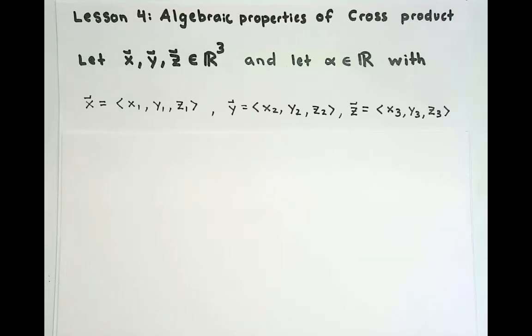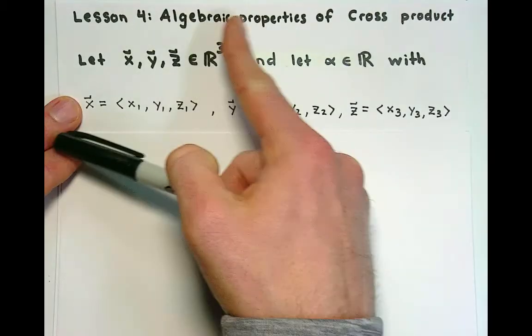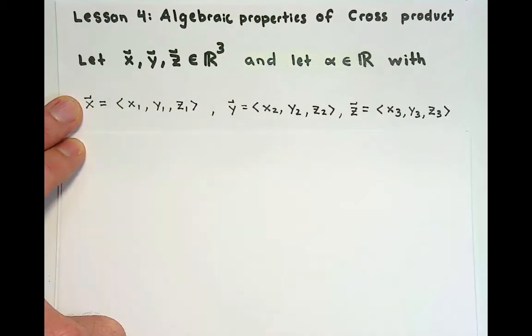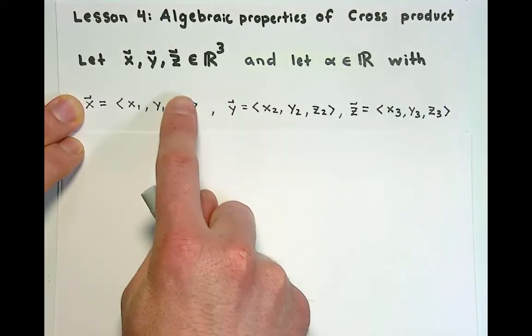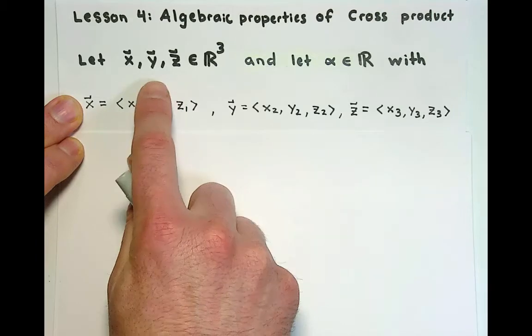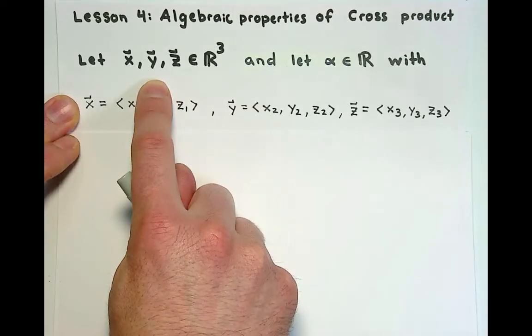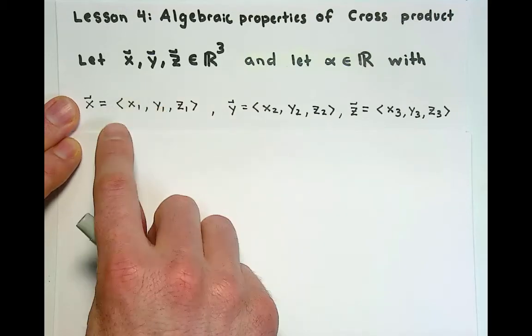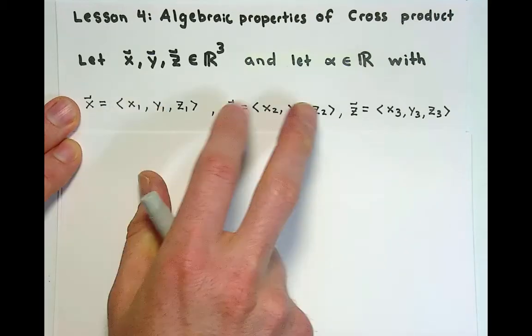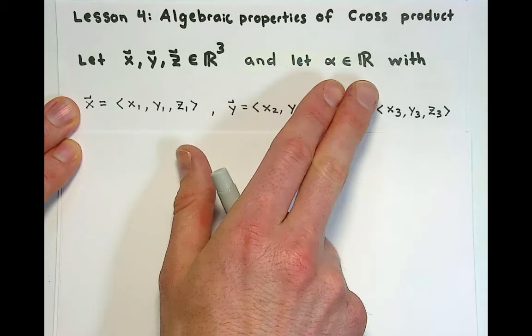Welcome back. In this video we're going to talk about the algebraic properties of the cross product that come directly from the component definition of the cross product that we constructed in our previous videos. We need to establish these by allowing ourselves general vectors and then studying what happens when we combine them together in different ways. So we'll have three vectors x, y, and z, and then we'll have a single scalar that we call alpha that's in the real numbers.